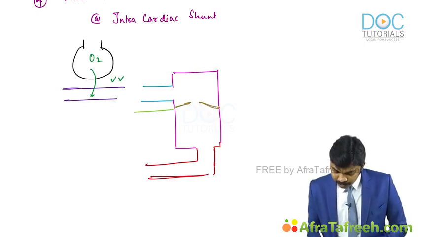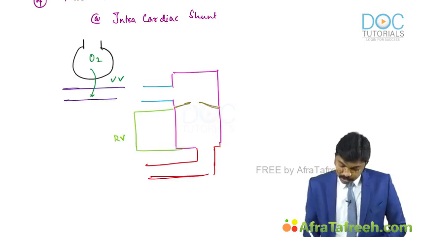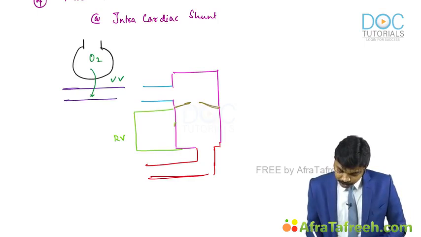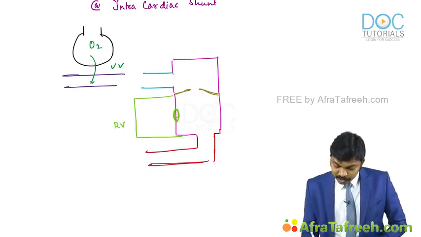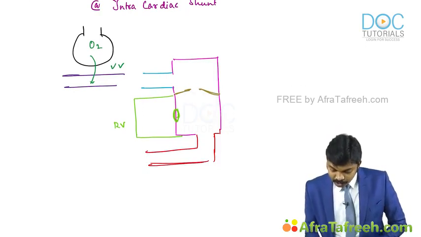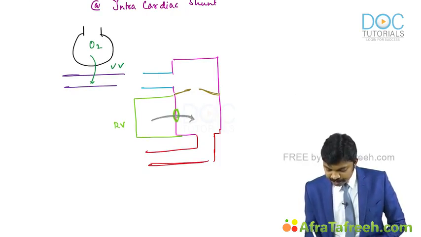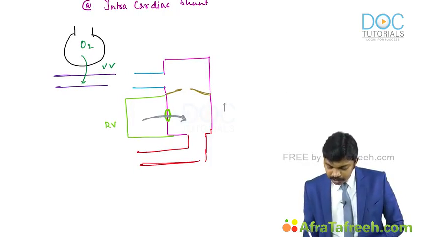On the right side we have the right ventricle. There is an opening between the right ventricle and left ventricle, doctors. Ventricular septal defects. Due to ventricular septal defects, we have deoxygenated blood from the right side getting shunted to the left side. So this leads to a right to left shunt.